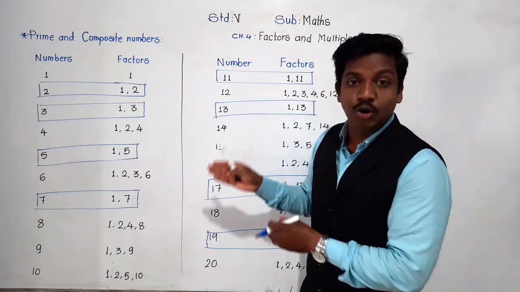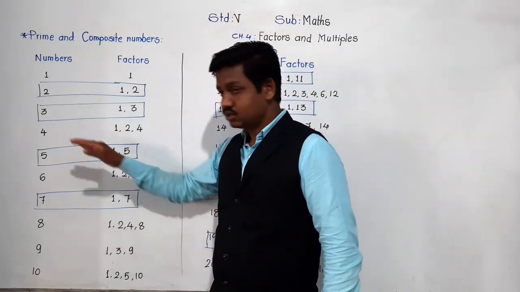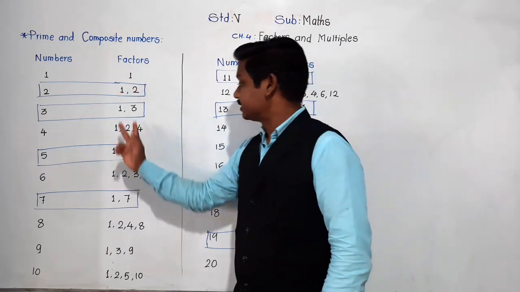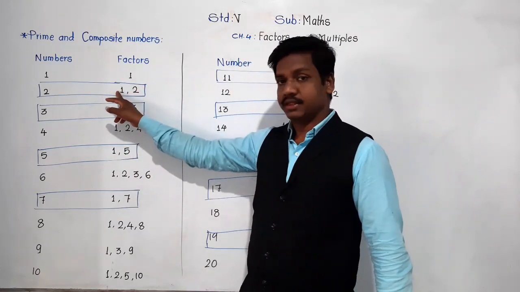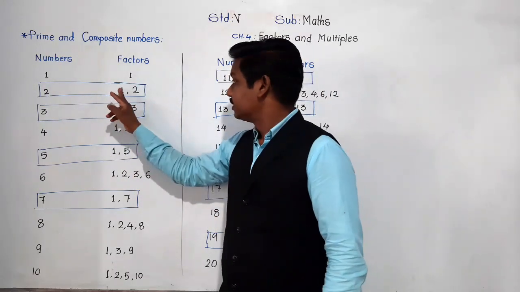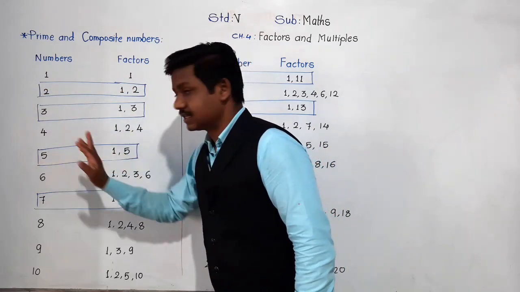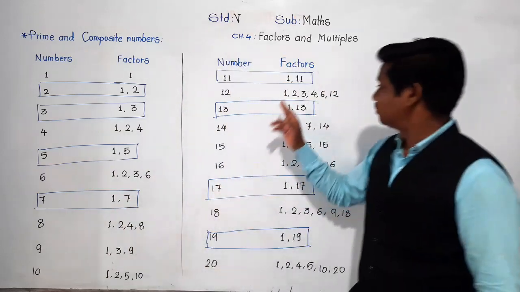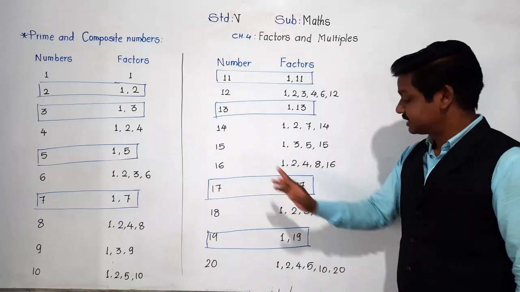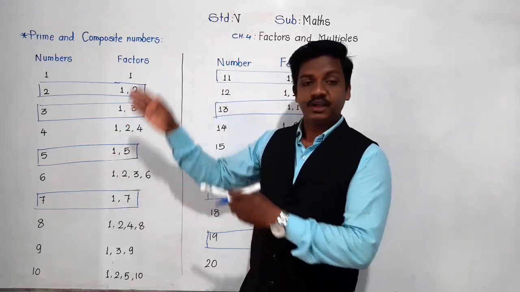And which are those 2 factors? There is also something common. If you observe, you will come to know that out of 2 factors, one factor is 1. And the next factor is that number itself. The second factor is that number itself. See, 1 and 2 itself. 1 and 3 itself. Okay, 1 and 5 itself. 1 and 7 itself. 1 and 11 itself. 1 and 13 itself. 1 and 17 itself. And 1 and 19 itself. Okay, so this is the pattern which you will observe.